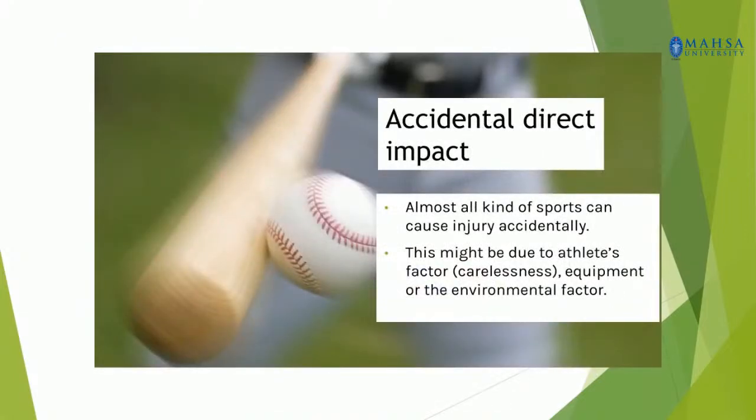First up, we have accidental direct impact. Almost all kinds of sports can cause injury accidentally. These might be due to the athlete's factor, carelessness during playing, equipment, or the environmental factor. Equipment, in the sense that maybe the equipment is not in good condition for the player to use safely, and this is also applicable to environmental factors such as the court or the venue where the players are playing.